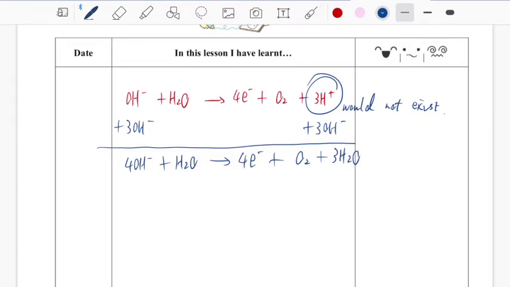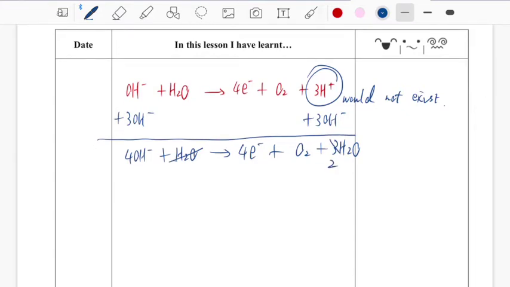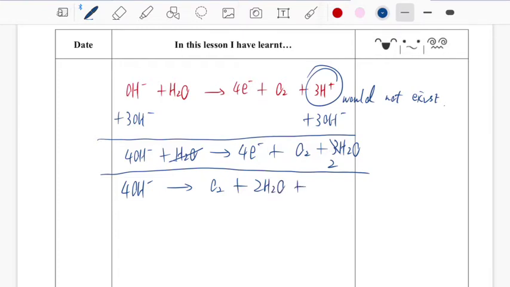And then lastly, we just need to cancel out the excess water. So the left hand side, the water will disappear, and the right hand side will be left with 2 water. So the equation will then turn into the one that we want: 4 OH- turn to O2 plus 2 water plus 4 electrons. Okay, so that's the equation that we want.